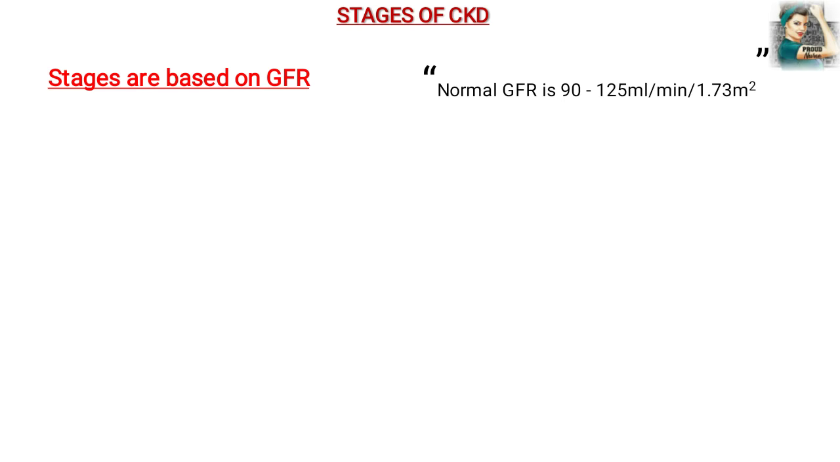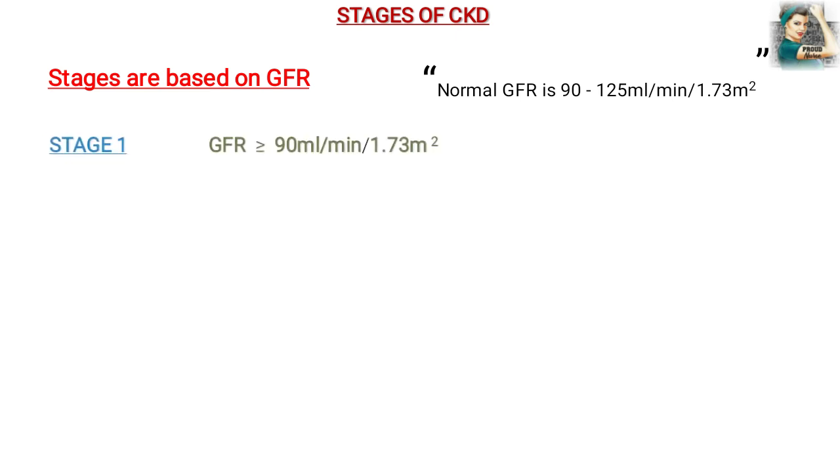Now, the stages of CKD. The stages of CKD are based on the GFR, that is the glomerular filtration rate. The normal GFR in our body is 90 to 125 ml per minute per 1.73 square meters. There are five stages of CKD from stage 1 to stage 5.